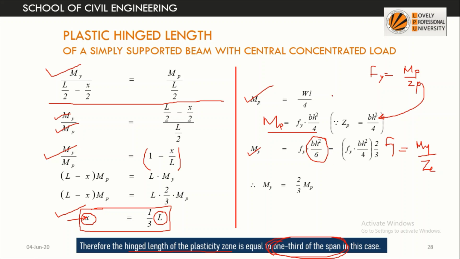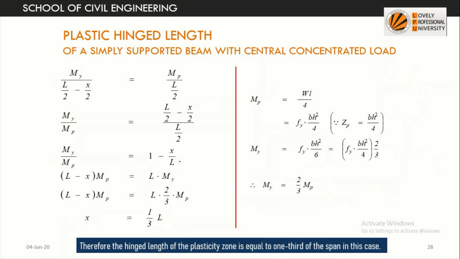So when we divide these two, MP divided by MY, we get this expression. So MY by MP is equal to 2 by 3, or we can say that MP is equal to 1.5 times MY. So this is a major contribution of plastic. So here in place of My, we have to substitute this value as 2 by 3 MP. Then we will get this value, X is equal to L by 3.